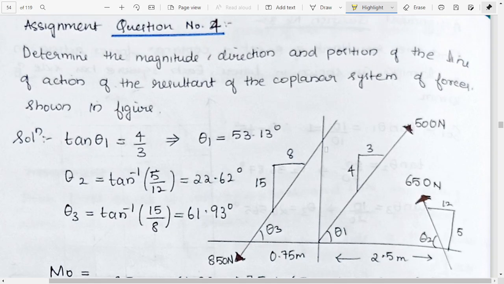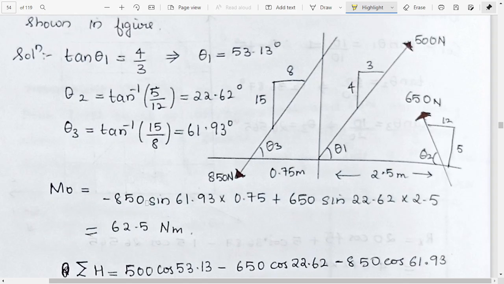Here we have a force like this, 850 Newton in this direction. We can find theta 3 because we are given the slope. Slope will be equal to tan inverse of 15 by 8, so we'll get the value of theta 3, and similarly we can find the value of theta 1 and also theta 2. If we find these values, it will be 61, 22, and 53 degrees respectively. Then after finding these, now we need to find the moments.